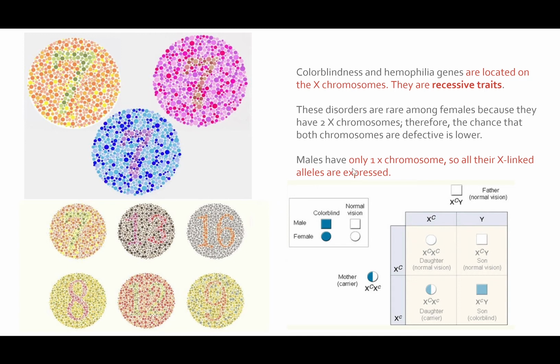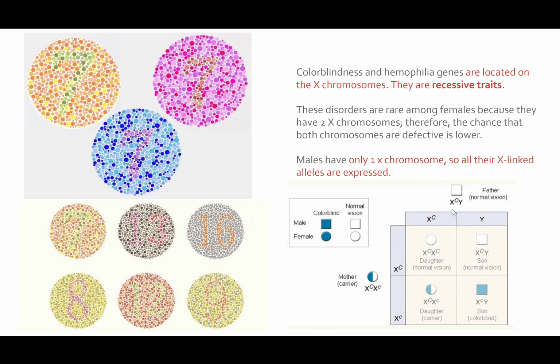fine. But males only have one X chromosome, so they just have that one shot, right? So either their X chromosome has the disease gene or it doesn't, okay? And so if it doesn't, they've got the normal copy, then they're fine. But if it has the recessive disease allele, then they're going to show that trait, okay? And so here's how we can represent it with a Punnett square, okay?